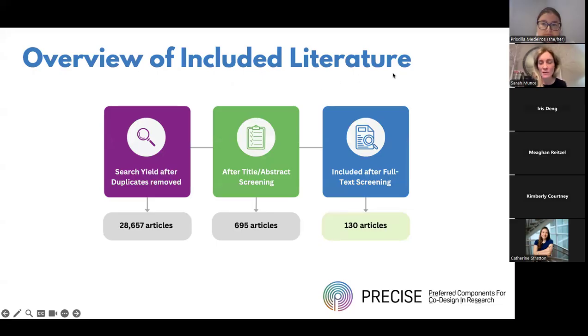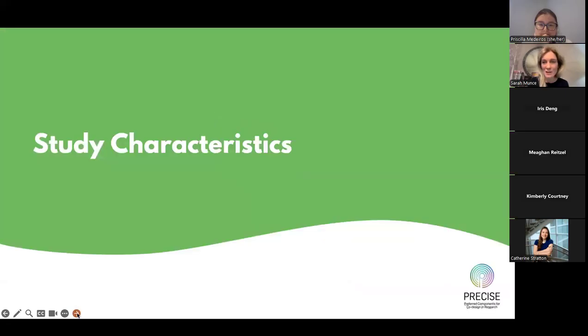So in terms of our PRISMA flow diagram here, at a high level, we screened almost 30,000 articles for our level 2 screening, or full text screening. We reviewed just under 700 articles, and 130 articles are included in the final review. So as promised, or as warned, I'll walk you through a bunch of results, and then summarize some of the key takeaways.